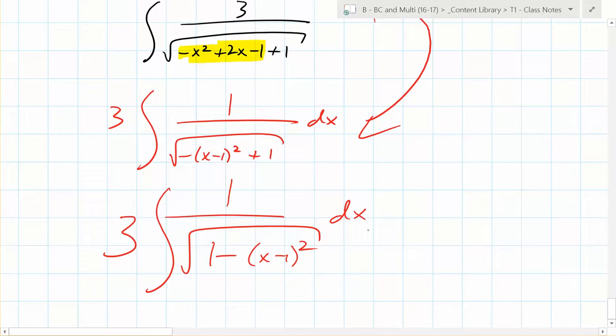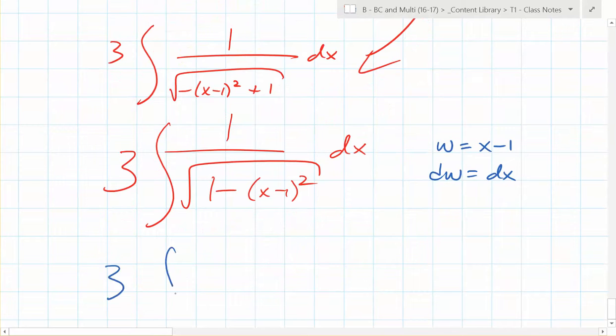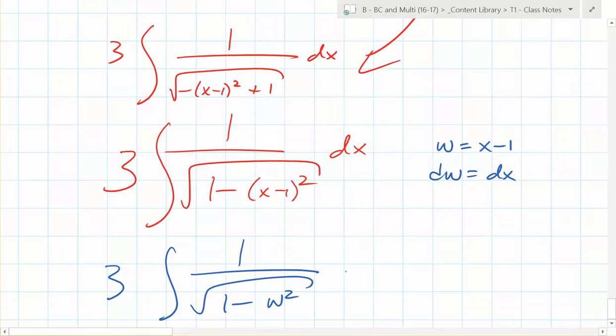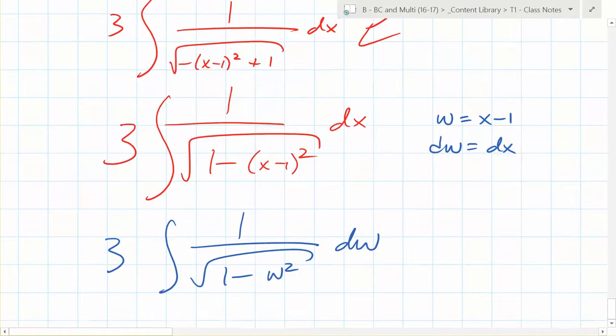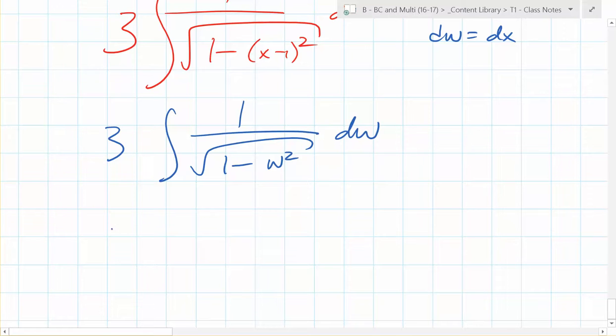Is that 1 minus something squared? Yeah. So what can we substitute in there? W equals x minus 1. So what does dw equal? dx. So what do we end up with? The integral of 1 over the square root of 1 minus w squared dw. What is the integral of 1 over the square root of 1 minus w squared? So that is sine inverse of w plus C.